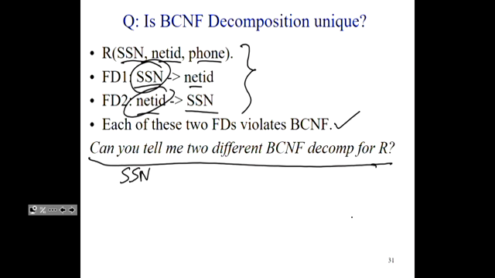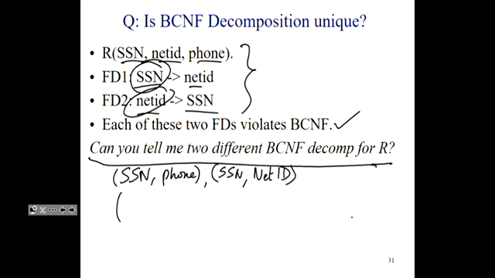Okay, so why don't we talk about which functional dependency you're using to break it up? Okay, you're using FD1. Good. So what are the two relations that you get? Okay. SSN, net ID. Yep. That's totally fine. So that's one. What's another one? Can someone else?